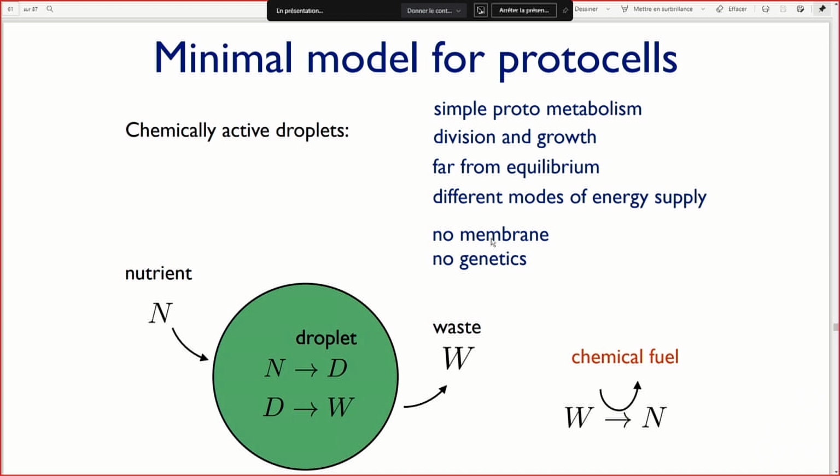There can be different modes of energy supply. It doesn't need any membranes to function. You can, of course, try to add them. And so far, there is nothing that resembles genetics. So there's no evolution here, because there's no variability. But this could be added on top of this type of approach.